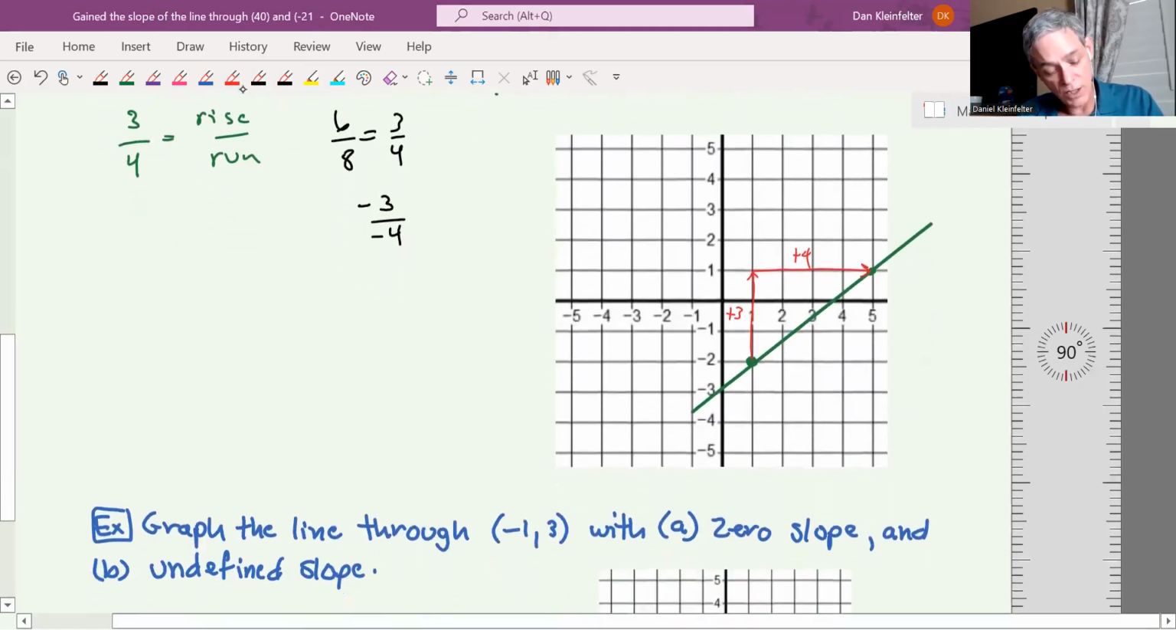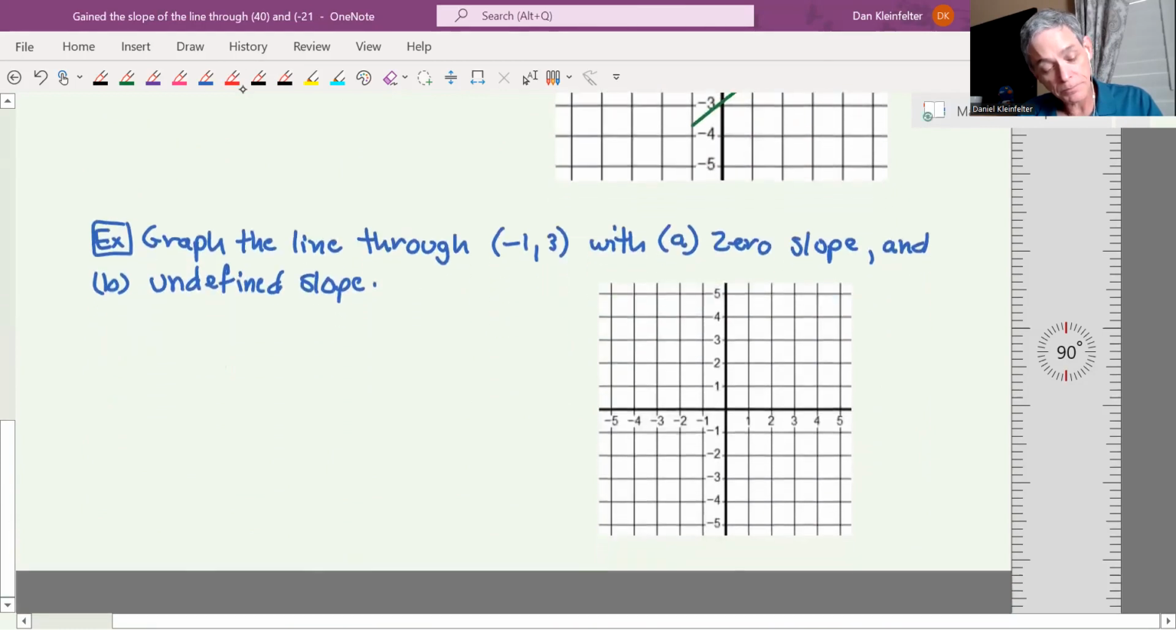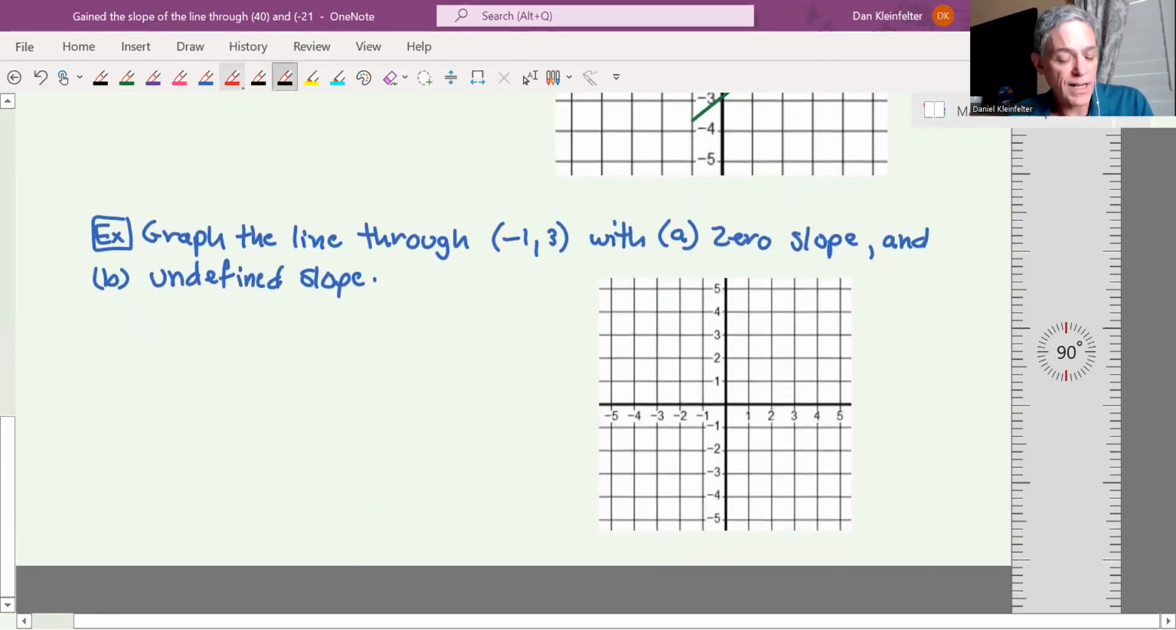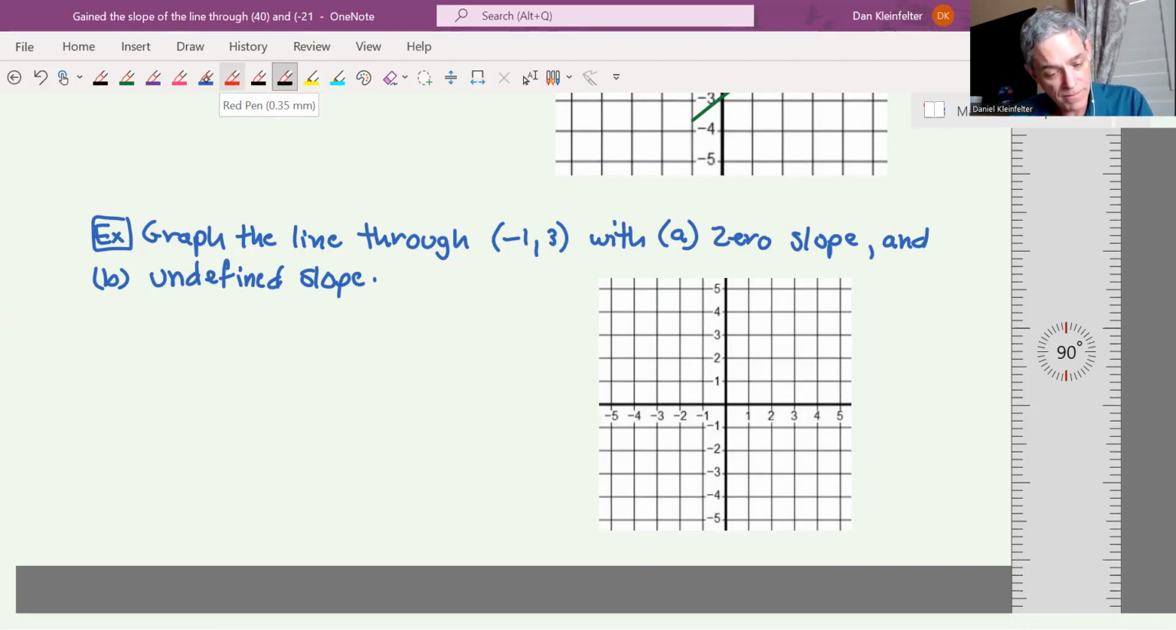Okay, so let's try that again. So now we're going to graph a line that passes through (-1, 3), and we're going to do 2 of these. We're going to have one that has a 0 slope and one that has an undefined slope. So (-1, 3), (-1, 3) is this point.